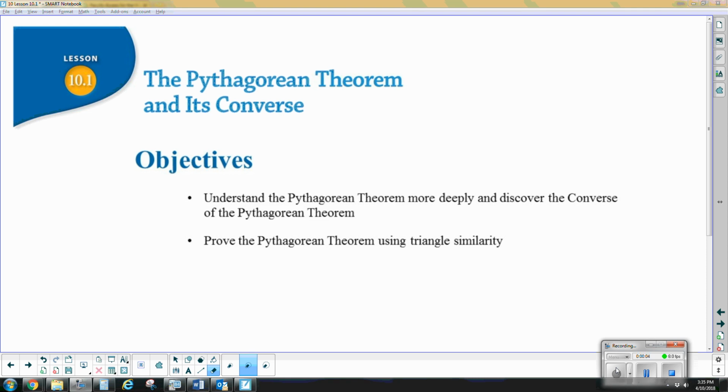This is about the Pythagorean theorem and its converse. So we're going to look at a couple examples using the Pythagorean theorem and the converse of the Pythagorean theorem, which remember the converse just switches the if and the then part of a theorem.